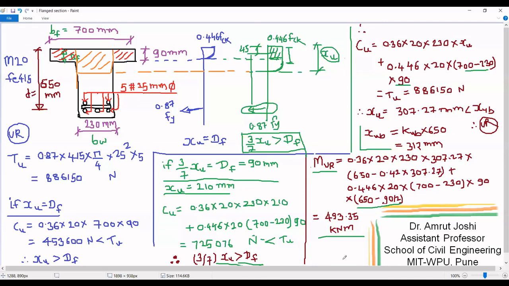So let us stop for today. In next short video, I am going to summarize all the three cases that emerged during the analysis of T section.